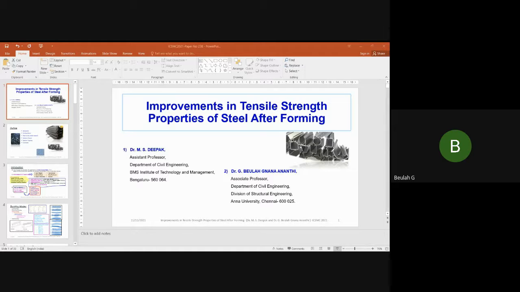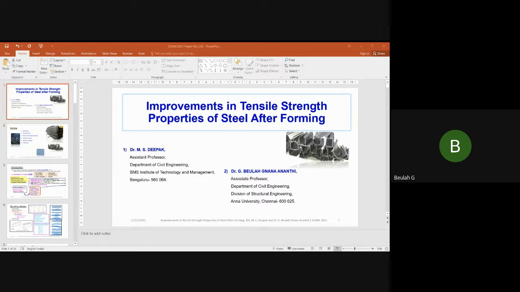A very good afternoon to one and all. I'm very happy to be part of this ICSMC 2021 conference organized by JUIT. I'm Dr. Abhilash Shukla Anandi, working as Associate Professor in Anna University, Chennai. Today's presentation is improvements in tensile strength properties of steel after forming.